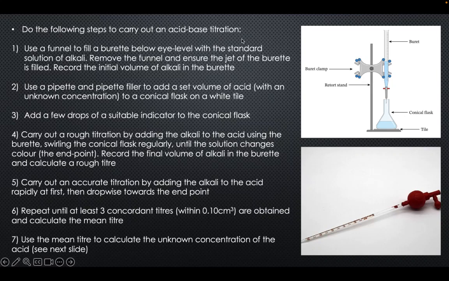Well, we use a funnel to fill a burette below eye level with a standard solution of alkali. We then remove the funnel and ensure the jet of the burette is filled. We then record the initial volume of alkali in the burette. So in this method, we've got an alkali in our burette, which we're adding to an acid in a conical flask. And the alkali has a known concentration and the acid has an unknown concentration.